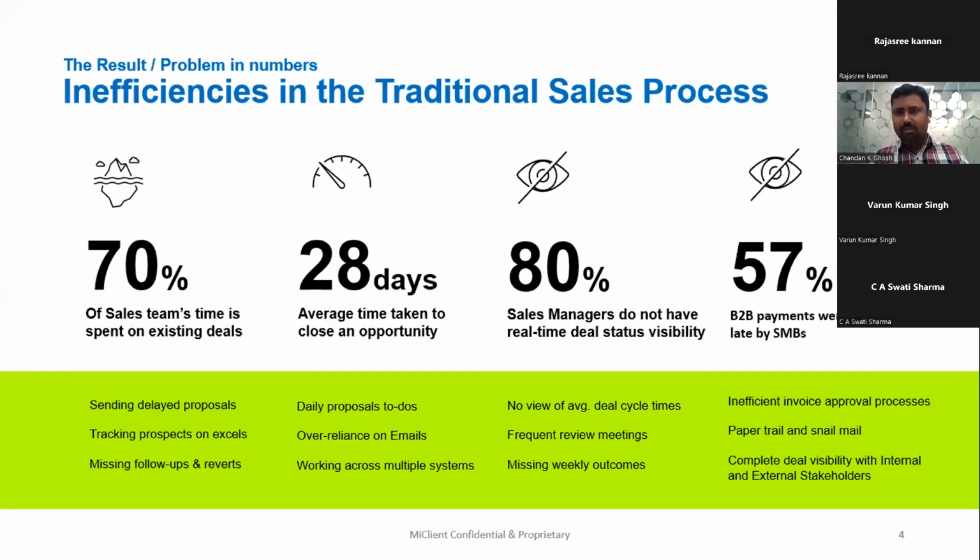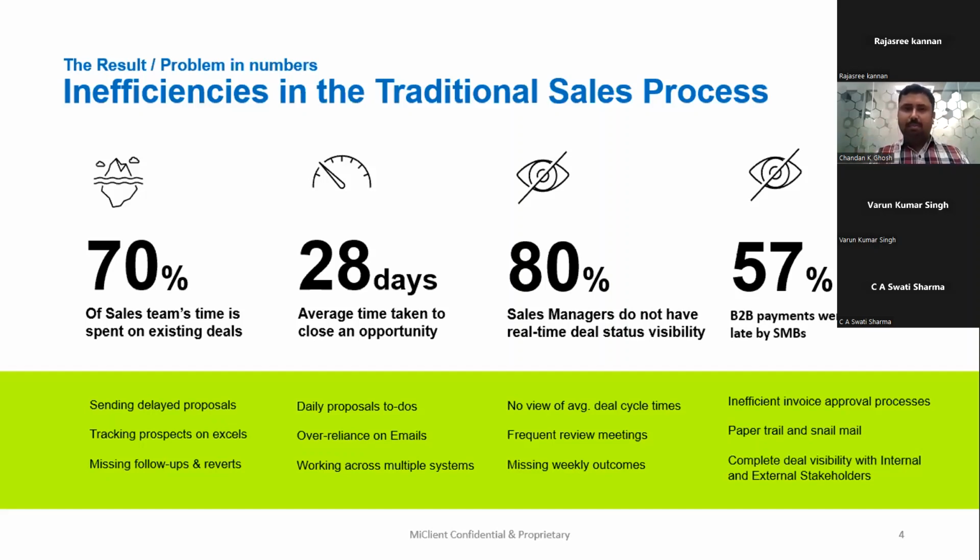Dependency on emails, working on multiple systems, which we just saw in a couple of slides previous to this. Then average deal cycle time, that is reducing the visibility. Then we have things related to invoice approval, then paper trail, right? You get a contract out there. Some of you will use a solution for contract signing. Some of you are still sending manual emails, but even if you're using a contract signer, it's never synchronized with the deal that you are sending across, with the prospect that you are working with.